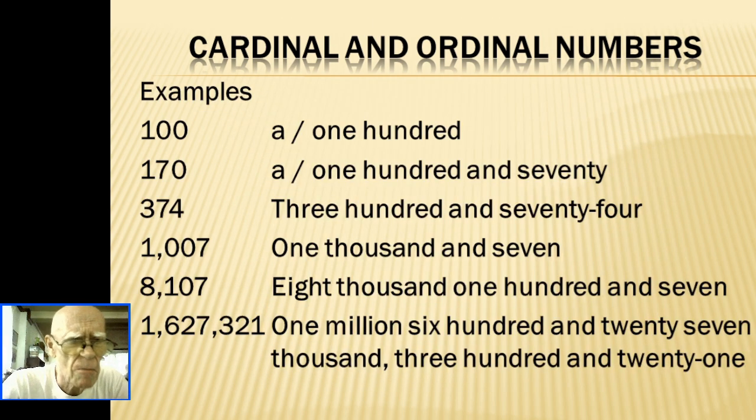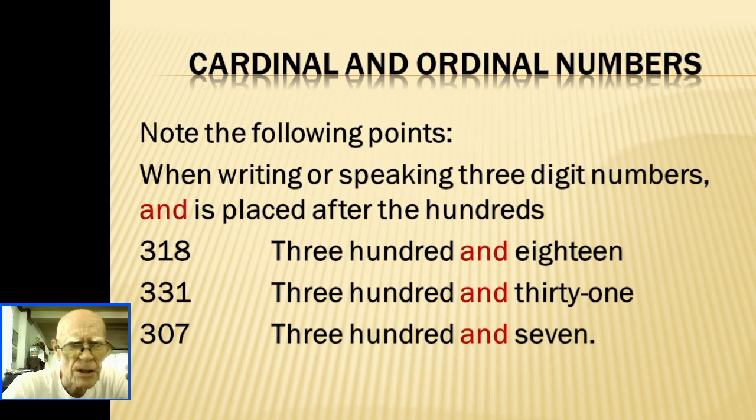Let us look at some examples. I've included quite a few so that people can fully understand how we write the numbers. We can either say a hundred or one hundred. Likewise, we can say a hundred and seventy or one hundred and seventy. Note for 374 that hundred is not in plural form. We have 1,007, 8,107, 1,627,321. Note the following points.